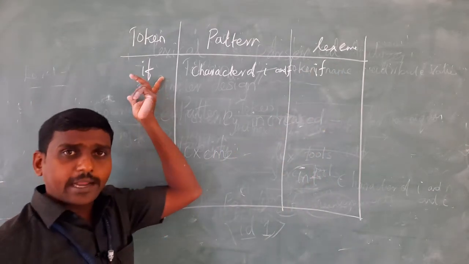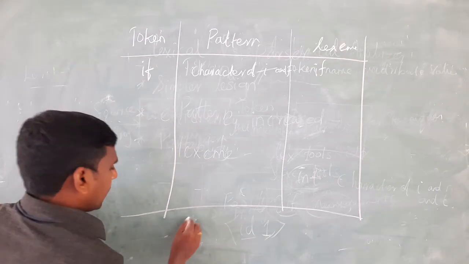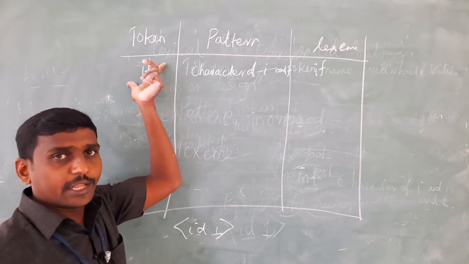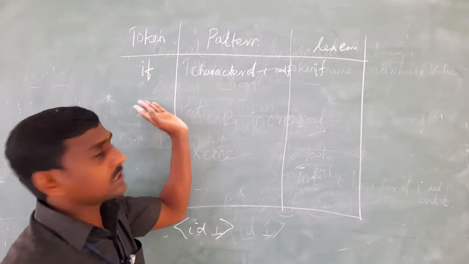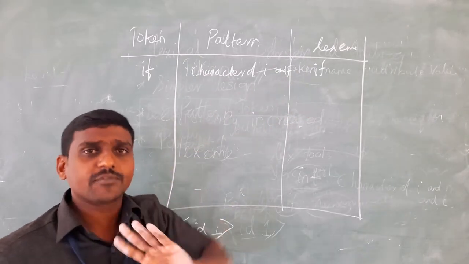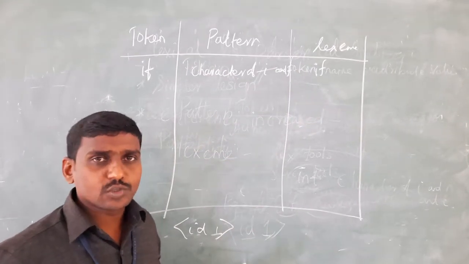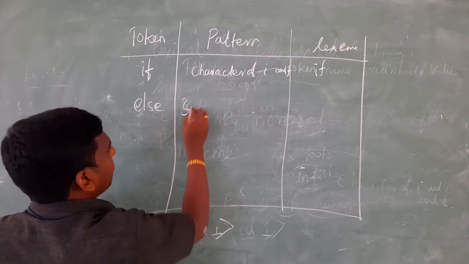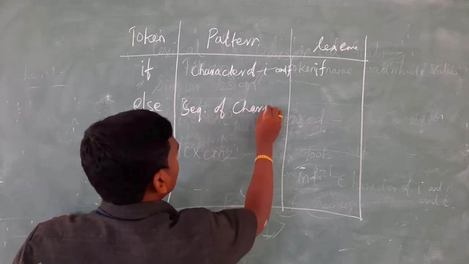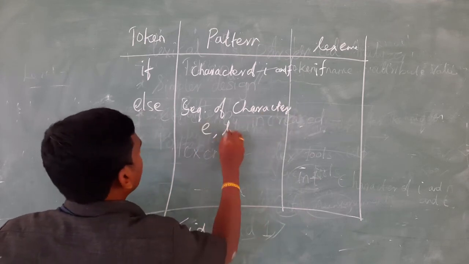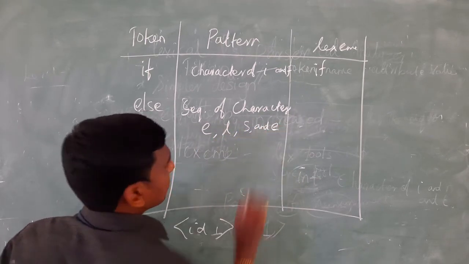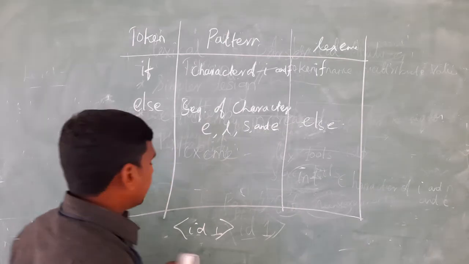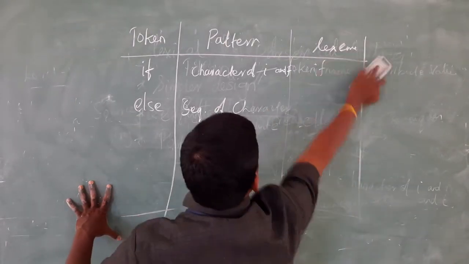What is if? It is a token with an attribute name and an identifier, like ID 1, where 1 is the optional attribute value. The characters I and F describe the token, and the lexeme is a sequence of characters in a source program. If is a sequence of characters in a source program, right? Another example, else: similarly a sequence of characters E, L, S, and E, else. So else is a lexeme. Similarly, you can write a few more examples. Clear? And the last one is the attribute of the token.